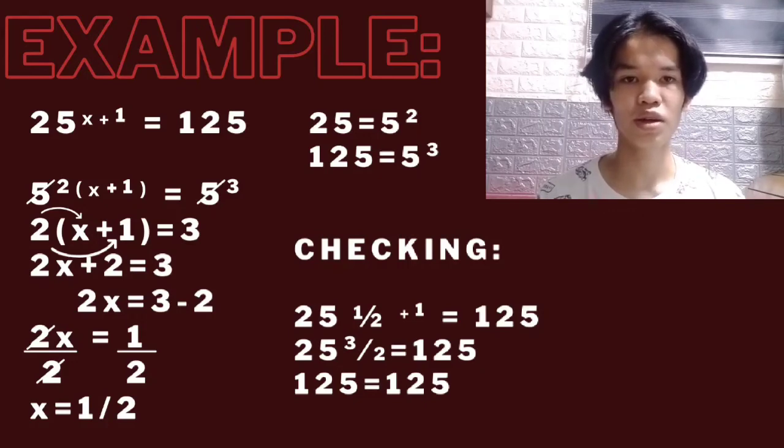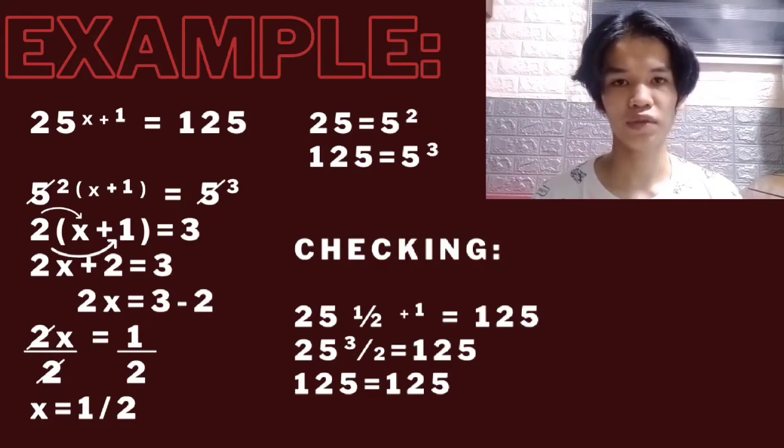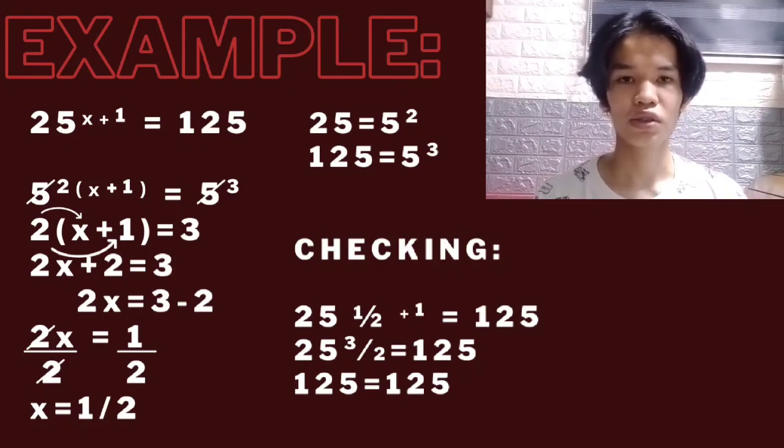Checking is our final step, so we substitute x with 1 half and it becomes 25 raised to 1 half plus 1 equals 125. For the exponent of 25, which is 1 half plus 1, the answer is 3 halves. And 25 raised to 3 halves is 125, which is equal to the other side. So it means our solution is correct.